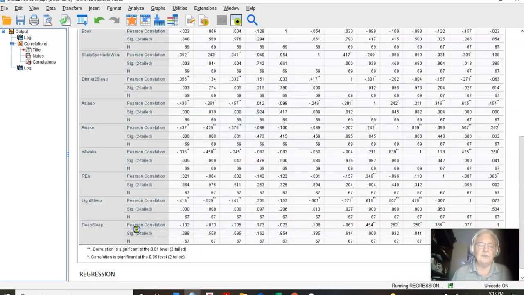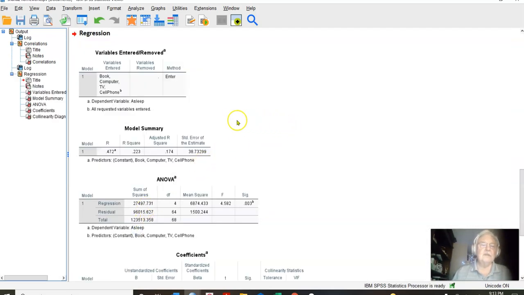Okay, so let's see what we have. This tells us the variables that we put in. We entered them all at once. This is our model summary. Using those variables, we came up with a correlation. This is a multiple correlation now of 0.472 and an R squared of 22.